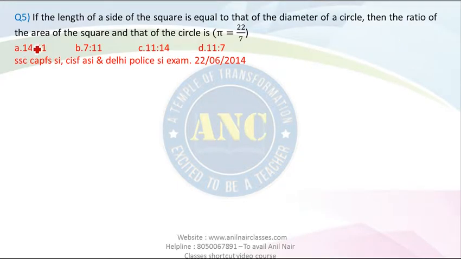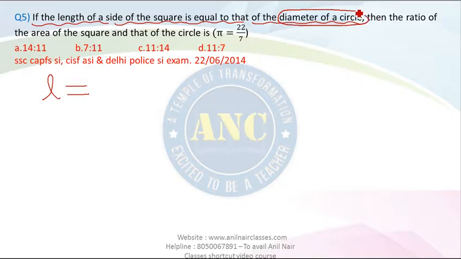Question number 5. If the length of a side of a square is equal to that of the diameter of a circle. Now, the length of the side of the square, I will call it L. This is equal to the diameter of a circle. Now what is the diameter of a circle? If the radius of the circle is r centimeter or r units, then the diameter will become double of that, r. So it is 2 times r.